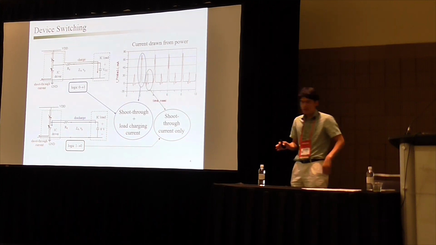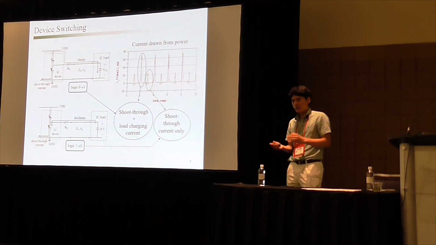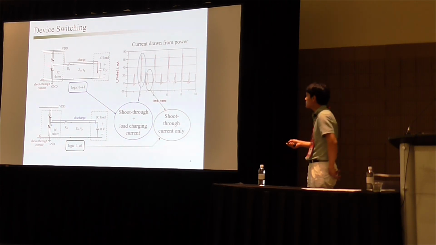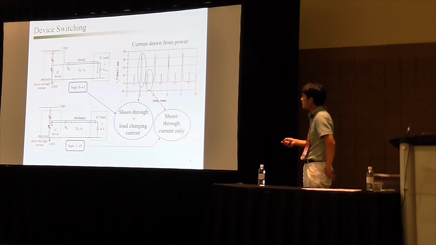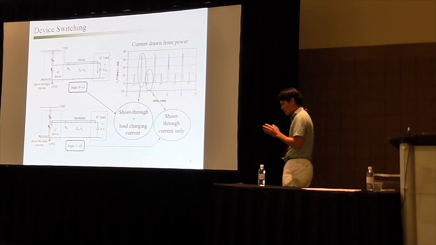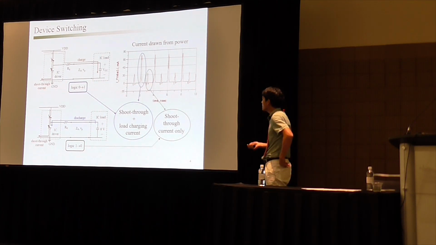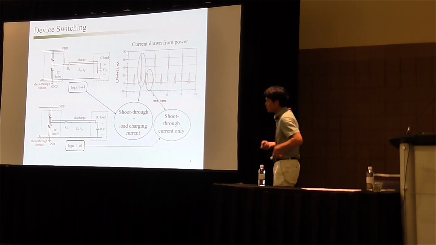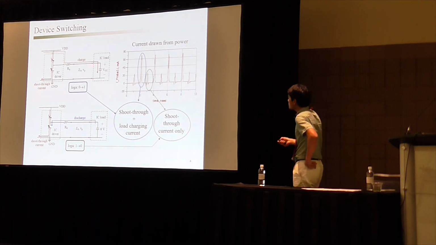At the same time, nothing in the real world operates instantaneously, right? So there should be some moment when both the PMOS and NMOS are on at the same time. It is a very short period of time, but both are on together. So there will be a shorting path from the power to the ground, and this current is called the shoot-through current. Because of these two mechanisms, we have a very sharp current from the power net.